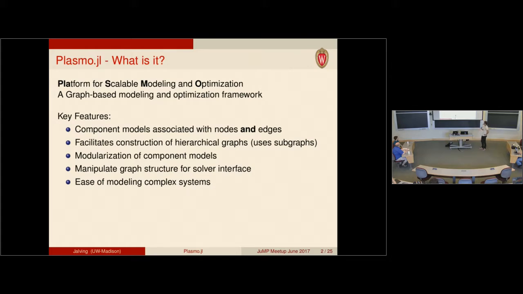The idea here is it's a graph-based modeling framework with the key feature that we have component models that we associate with nodes and edges. The key is nodes and edges, not just nodes. The idea is to facilitate the construction of hierarchical graphs, and to do that, it uses the abstraction of subgraphs. You can have graphs containing graphs. It really focuses on modularity. You have models which are contained within components which communicate with each other, and then we can manipulate this graph structure, which becomes the solver interface, depending on the type of the problem. And again, the idea here is we want to make it easy to model very complex systems.